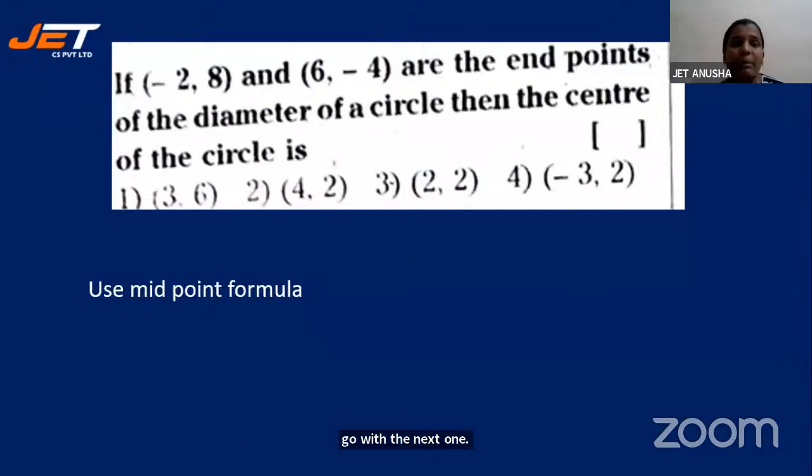If (-2, 8) and (6, -4) are the end points of the diameter of a circle, then the center of the circle is (3, 6), (4, 2), (2, 2), (-3, 2). Here you need to use the midpoint formula.